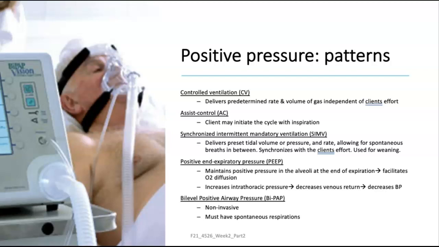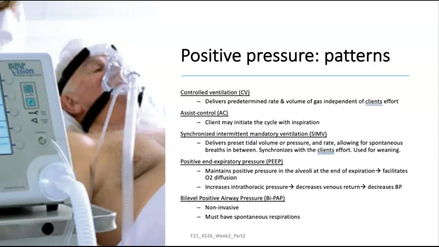Positive end expiratory pressure is not a ventilatory mode, but it's something that's added to ventilation. On inspiration, the alveoli will expand. On expiration, they will deflate. So what this does is it provides some positive pressure at the end of expiration that leaves the alveoli a little bit open. It facilitates better oxygen diffusion and helps those alveoli open up more quickly. That is the benefit of it.